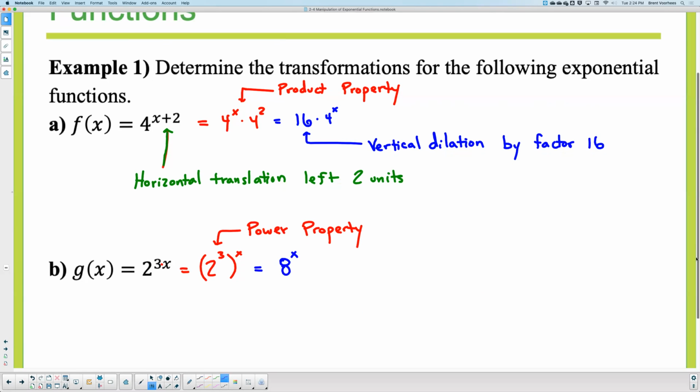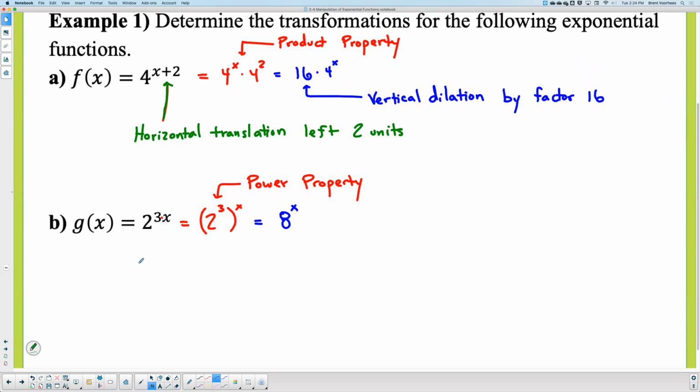Now, what did we have here? Let's see. This time at the very start, this 3 is multiplying the x. Does that mean it's going to be a horizontal or a vertical transformation when you are multiplying an x? Horizontal. Okay, put that it's horizontal. And when you're multiplying, does that mean you're actually translating, dilating, or reflecting? Dilate. Dilate means to multiply.